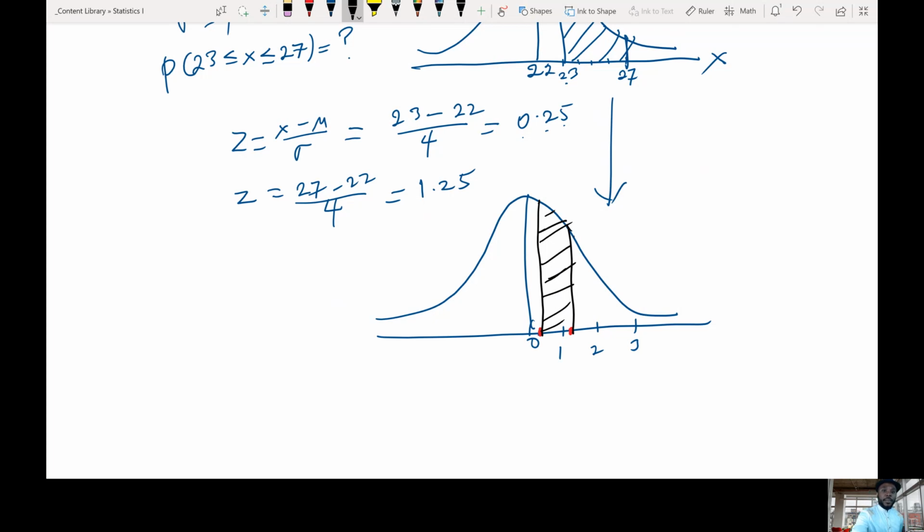Okay, so we have 0.25 and we have 1.25, and we need to find that probability. So how do we go about solving this? There are many ways. We can use a standard normal distribution table, which you would find in your textbook. So I'm going to bring up the standard normal distribution table to explain how to read it. So let me bring that up.